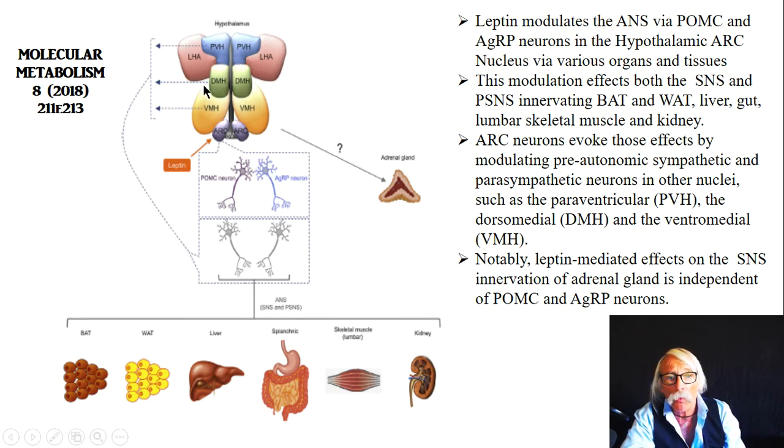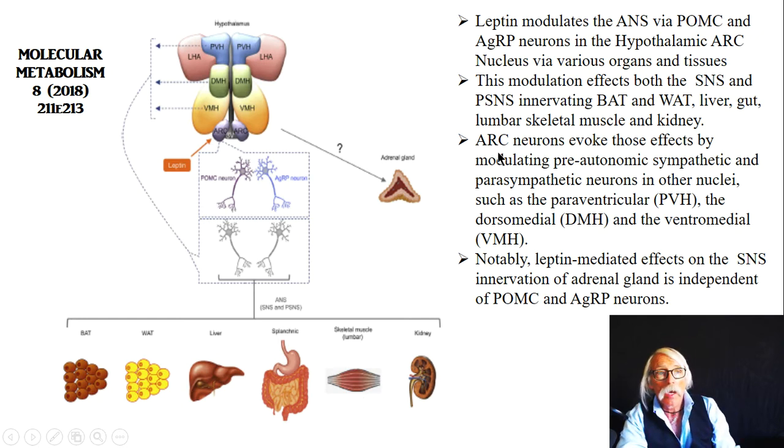Now, the hypothalamus can work directly on the adrenal gland. That's called the HPA axis. We won't talk about that today. But leptin can also signal through these neurons. And when it does so through the ANS, both the SNS and the PSNS, it's going to affect, because it innervates, brown adipose, white adipose, it's yellow here because that's really what it looks like, really the color, I suppose. Liver, the splanchnic, that's the gut, you see, stomach and the intestines, skeletal muscle, and the kidney.